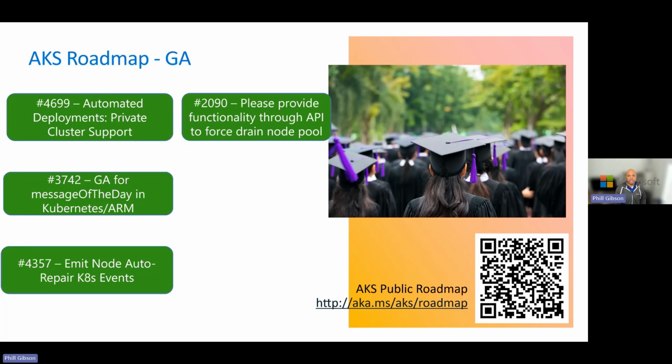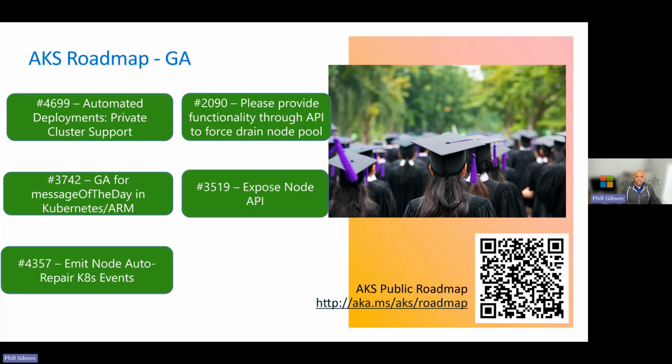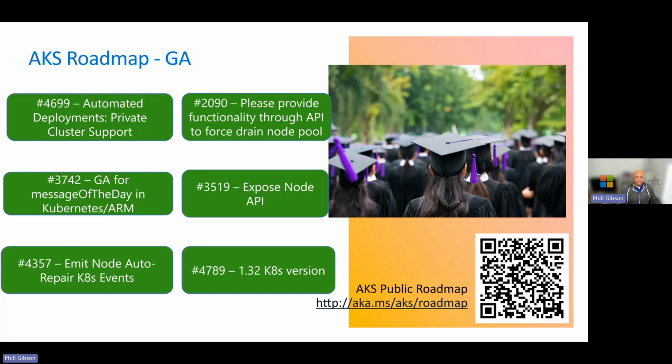Next, we have the request to provide functionality through the API to force drain a node pool. That is GA. So now you have an API that'll allow you to see all the infrastructure that is happening in your node pool. And next we have, I'm sorry, is that right? Okay, I think I got a little ahead of myself. Now we're exposing the Node API, so that's the one I was talking about there. And then finally, we have the new Kubernetes version. So 1.32 is available to you to deploy onto Azure.